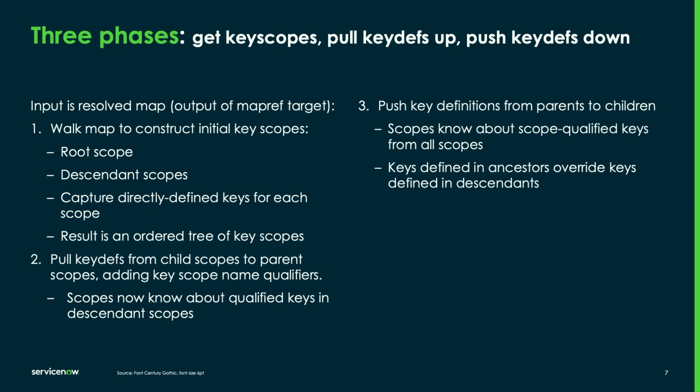And then having done that, you push everything down. So now all the key scopes have a copy of every key that was pulled up and all the keys that were defined in the parent scopes. At the end of that, every scope knows about every key, right, in some form, possibly in its fully qualified form, and any keys that were defined in the parent scopes have effectively overridden the same key name defined in lower scopes. And now you're ready to resolve your keys.